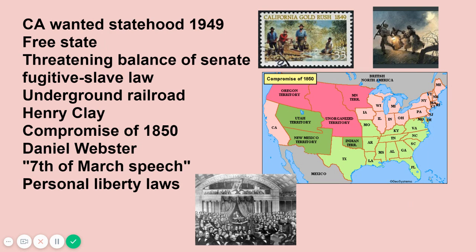Now, even the North was against the Compromise of 1850. The North was upset about the fugitive slave law. They wanted no kind of compromise. It took Congressman Daniel Webster to give an important speech to convince Northern congressmen to accept the Compromise of 1850. Daniel Webster made the 7th of March speech to convince Northern congressmen to vote for the Compromise of 1850.